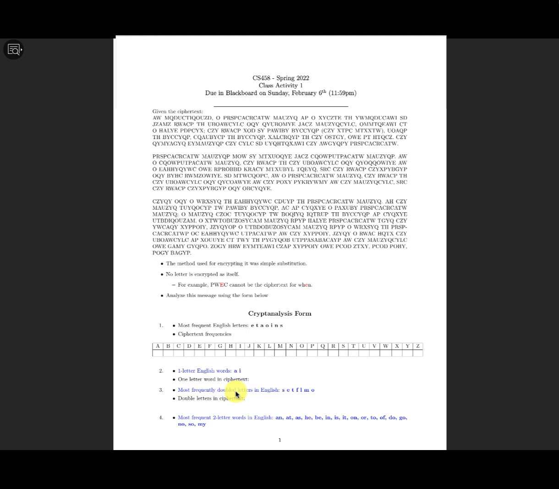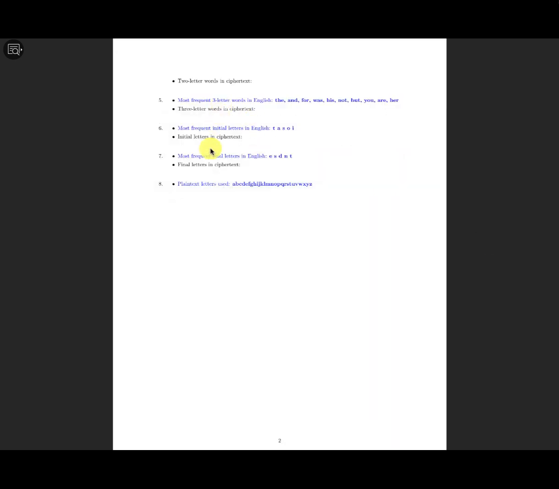Most frequently double letters: double S, double T, double E, double L, and so on. And fill in the two-letter words in English, and so on. You try to fill the gaps here, and once you fill all the gaps, you try to figure out what the plain text is, whether you are able to get the plain text or not. Please don't copy this and try to use the software. Try to do this one at least by hand. Okay, that's going to be it for today.